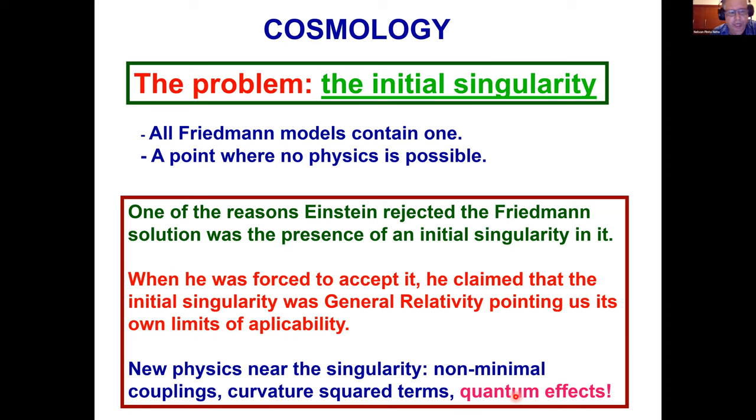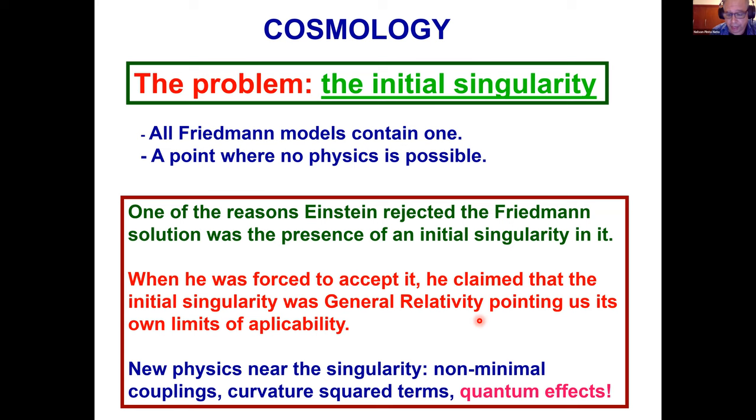So if you are getting very close to the singularity, all the scales become very small, the energies become very high, and it's plausible that quantum effects become very important, not only for matter fields, but also for gravitation and for geometry itself. And so people began to think that quantum effects should perhaps be good to understand what happens near the singularities, okay? And perhaps solve the singularity problem.